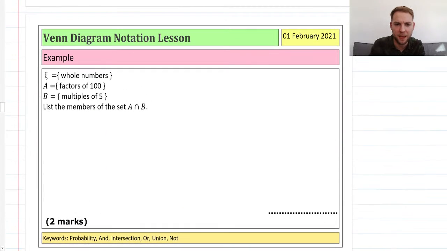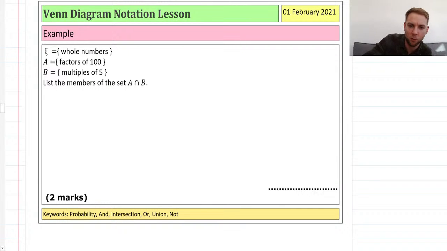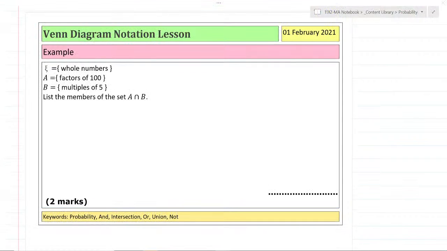So this is a past paper question. Now I wouldn't worry about writing out all of your whole numbers, but you are trying to find out. This is 2 marks. This is a question that has come up before. Have a go at this one yourself. So the hint, if you're struggling here, is to write out the factors of 100. And we want things which are in A and B, so we need to see the multiples which are in that. I probably wouldn't draw a Venn diagram for this one.